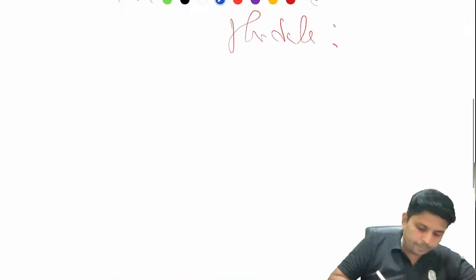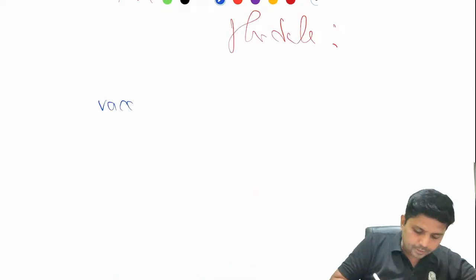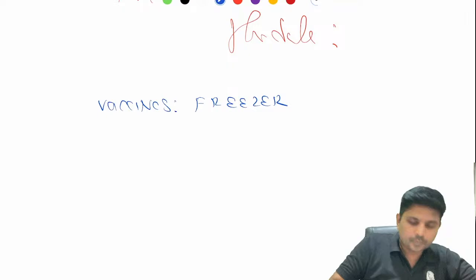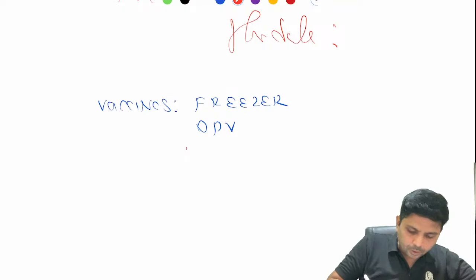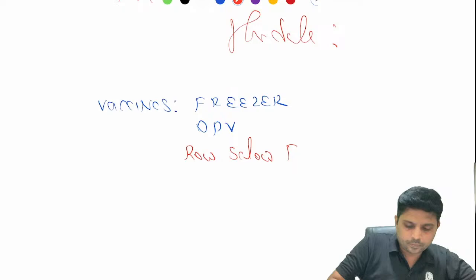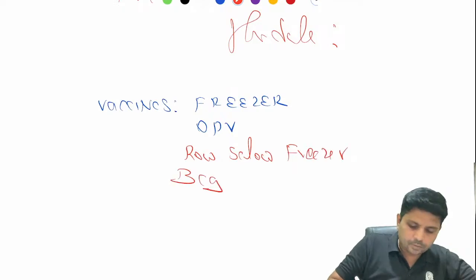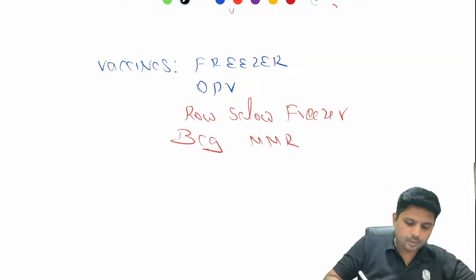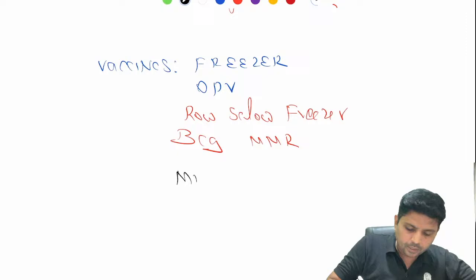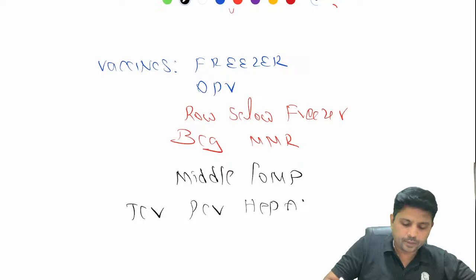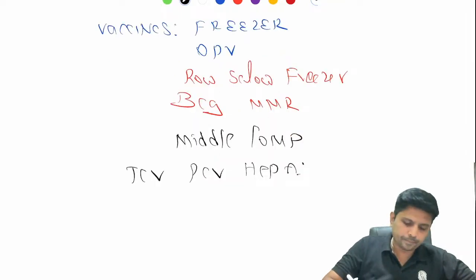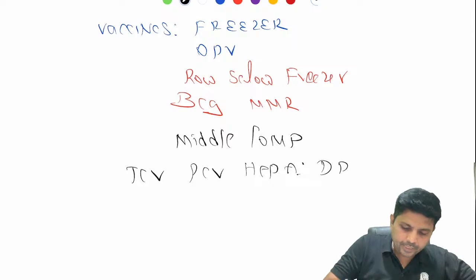What are all the vaccines that are kept in the freezer? Mainly OPV. Vaccines that are kept in the row below the freezer: BCG, MMR or MR. What are the vaccines that are kept in the middle compartment? You have PCV, hepatitis A, DPT, DT, Td.